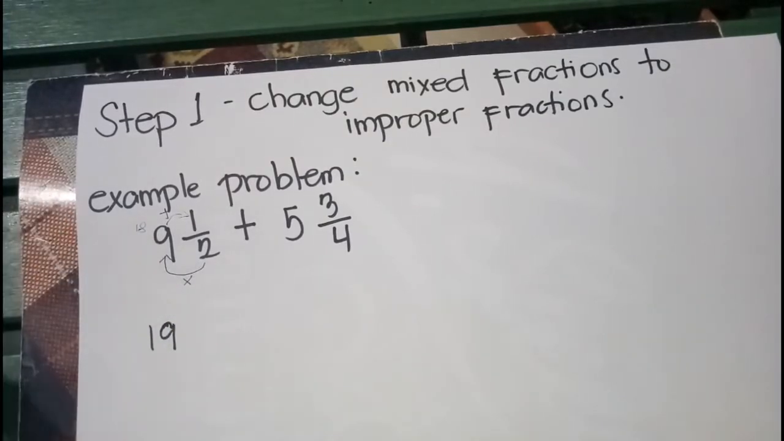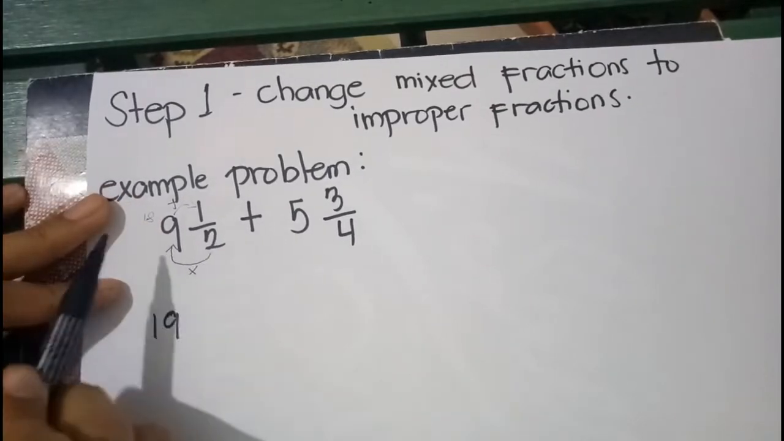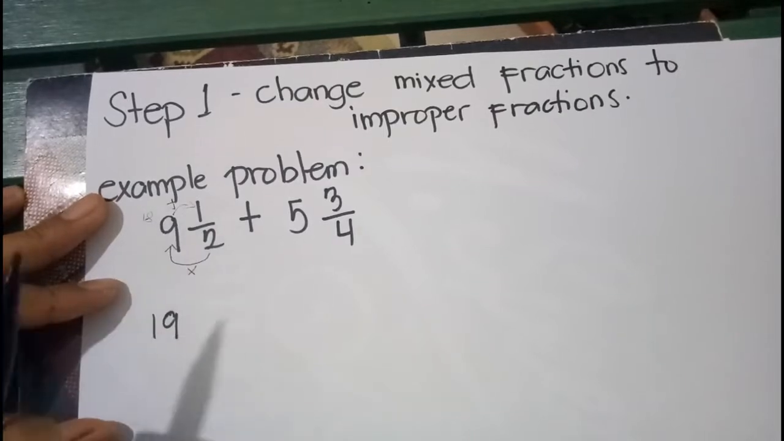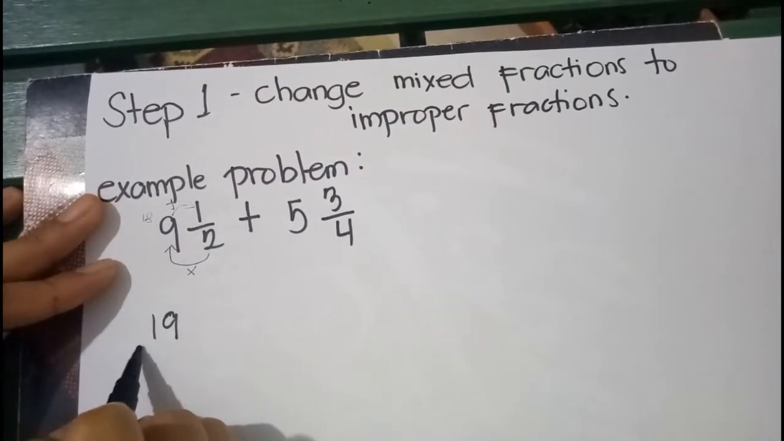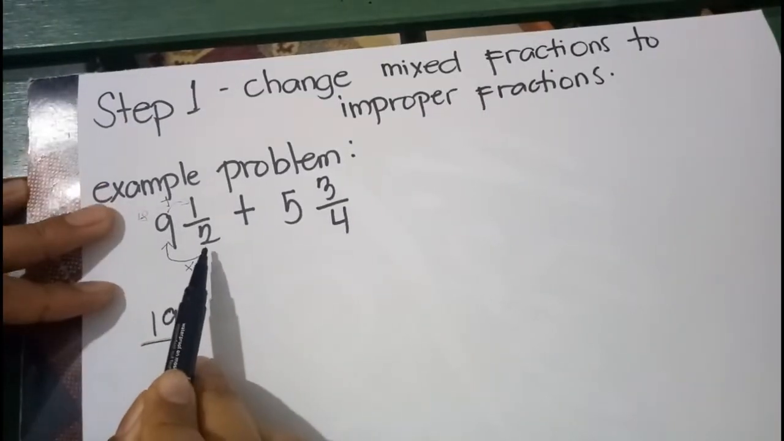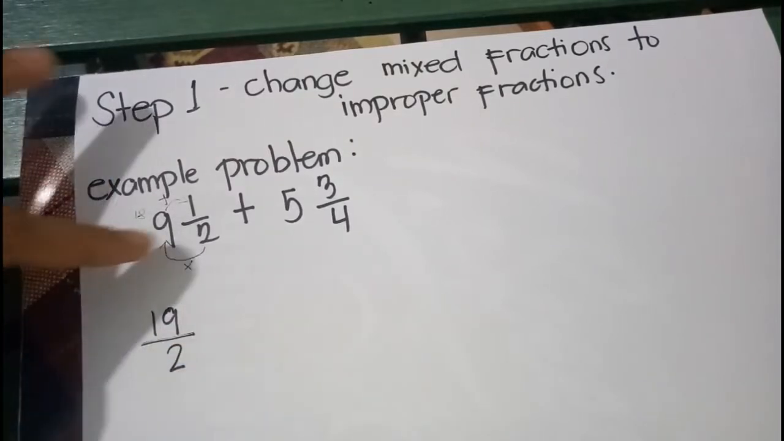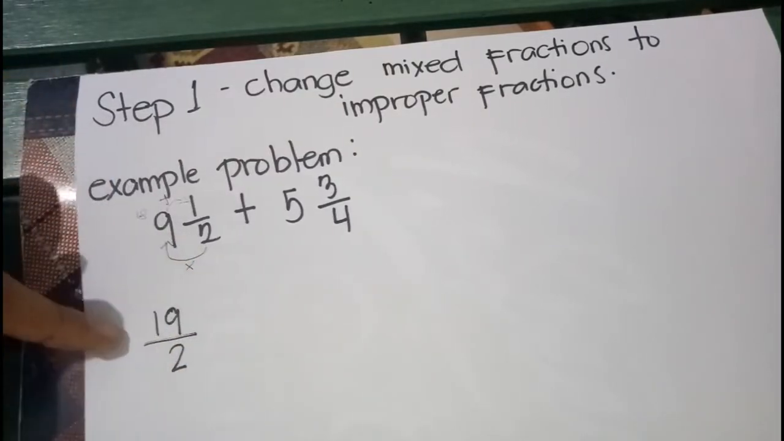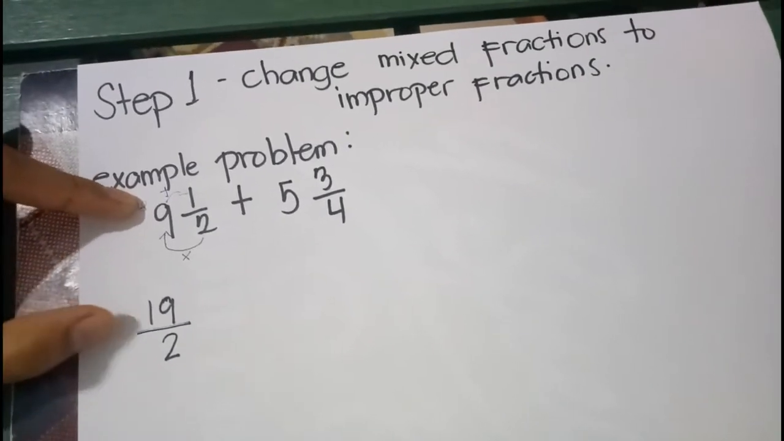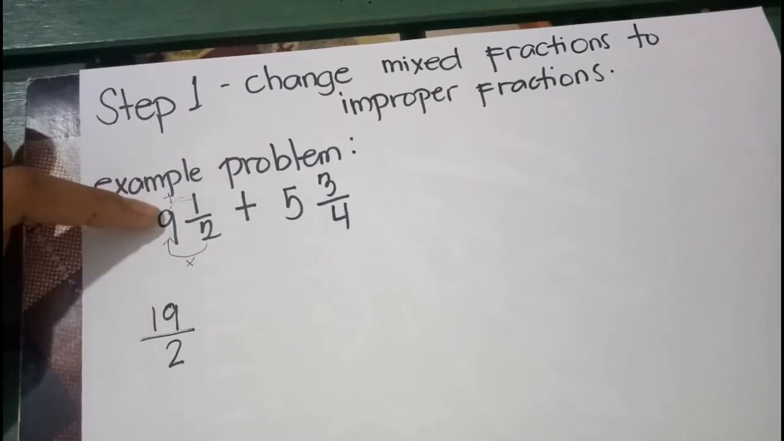Again, if you ask where 19 came from, I got it from here: 2 times 9 is 18, 18 plus 1 is 19. So this will be our numerator. The denominator will still remain the same, 2, so you just write down 2. So that is our improper fraction for this mixed fraction. Improper because the numerator is bigger than your denominator. Okay, so we are done with this mixed fraction.